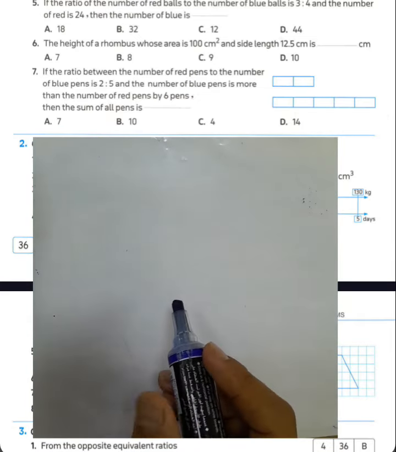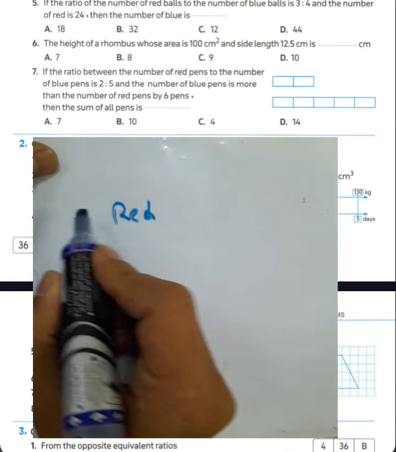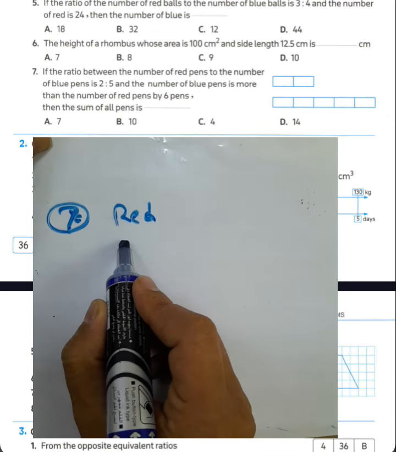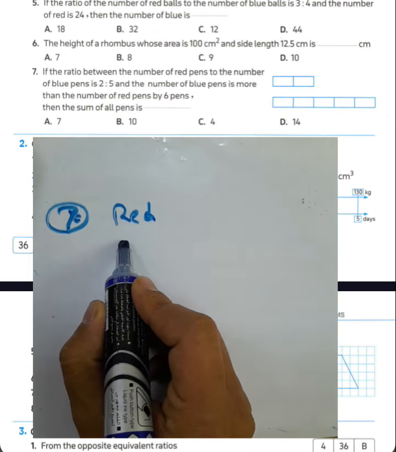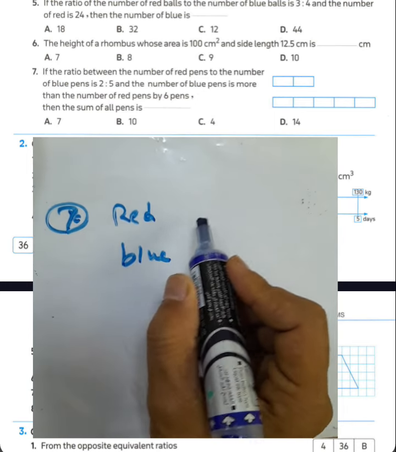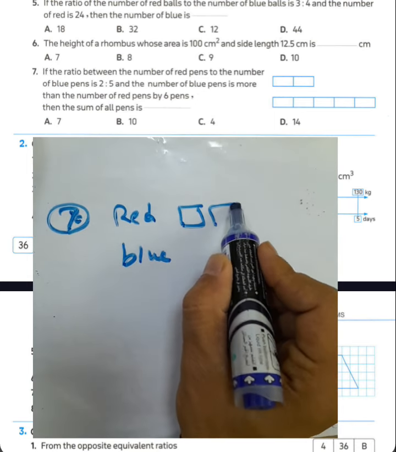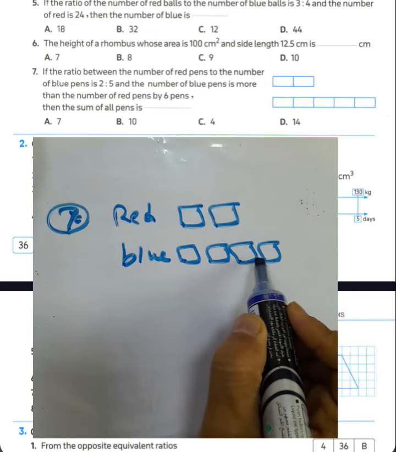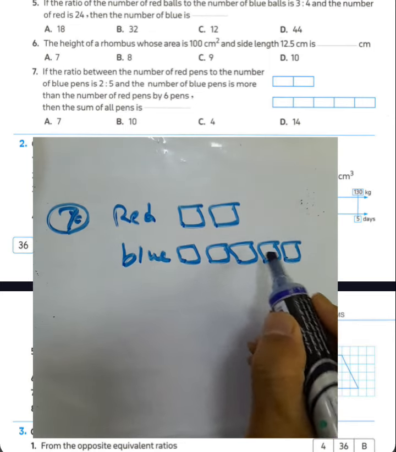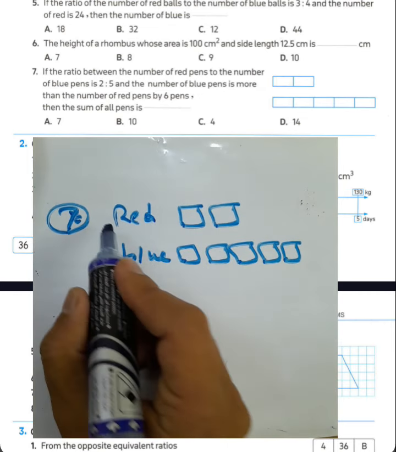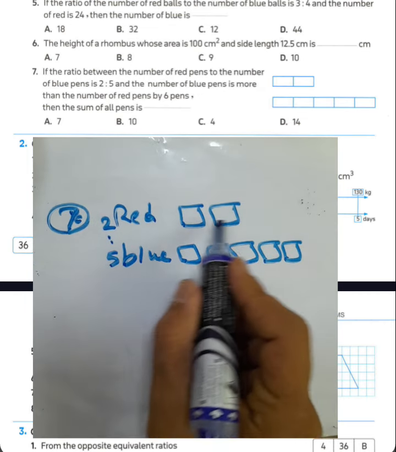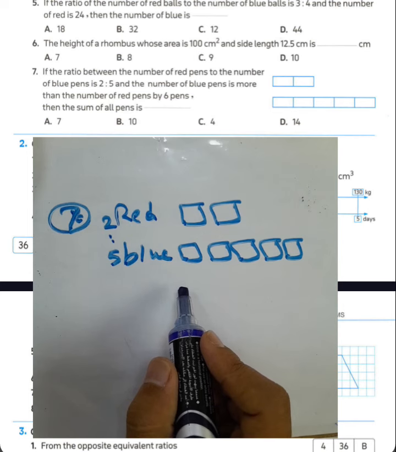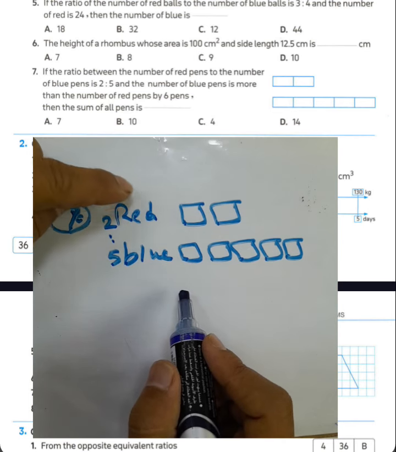Next example, question number 7. The ratio between the number of red beans to the number of blue beans is 2 to 5. We have the ratio between red and blue. The ratio between them 2 to 5. 1, 2, here ratio between them 2 to 5. We have 2 and 5. And the number of red beans was 6.